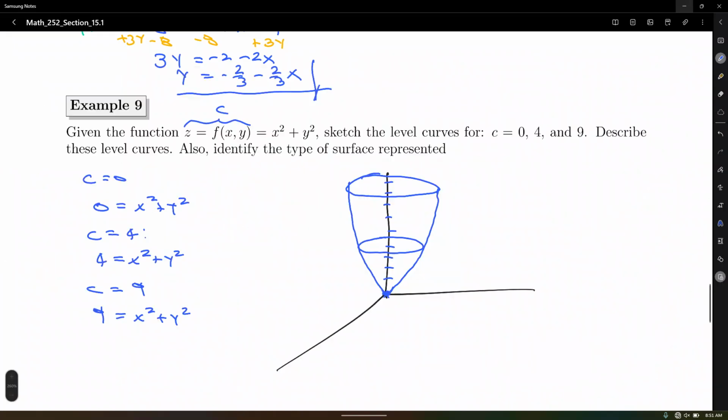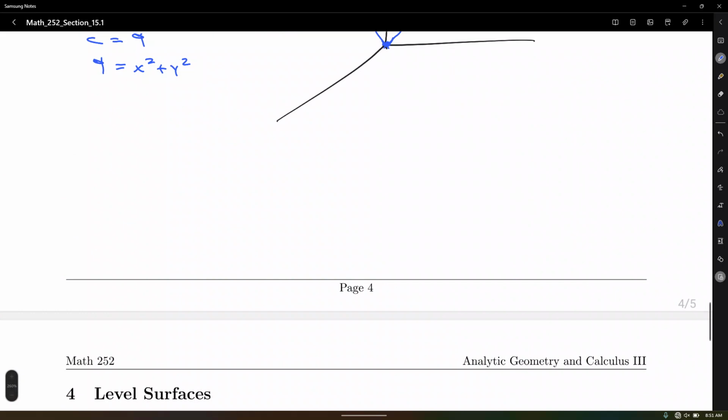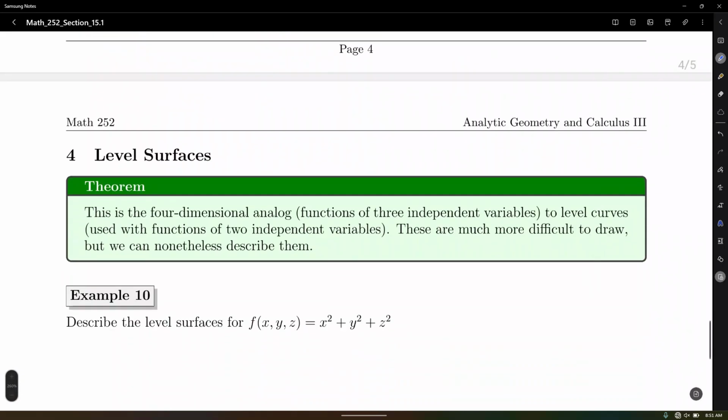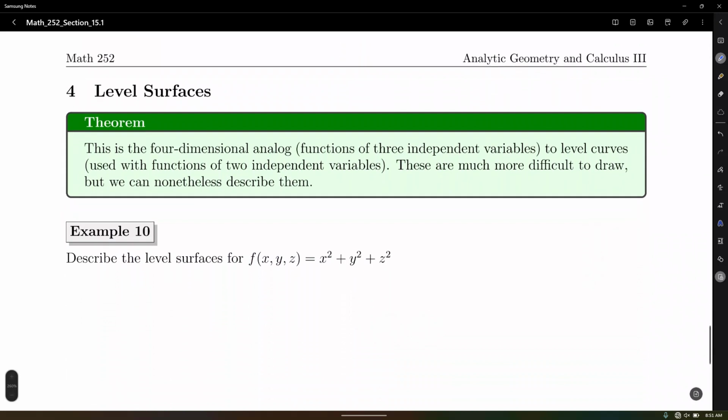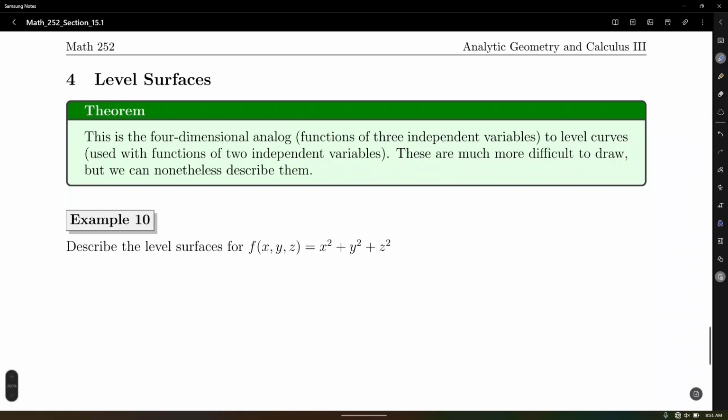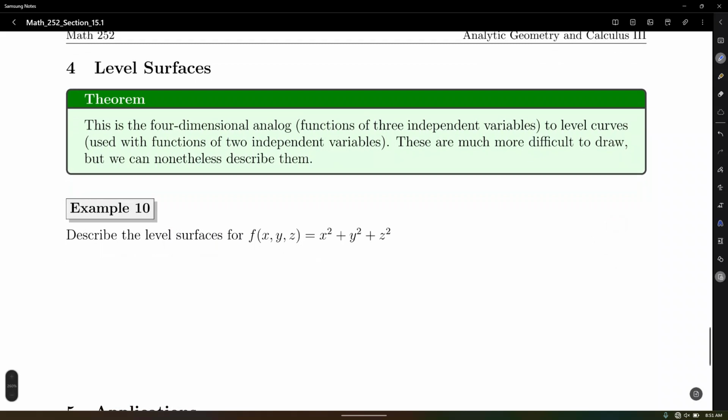Okay, let's go back to the notes. Level surfaces. Level surfaces are the analogue of level curves, but in this case we would be describing 4-dimensional functions where we have 3 variables as the input and 1 variable as the output. How are we going to visualize such a 4-dimensional thing? Well, that 4th dimension will be a constant, and that will take us to 3 dimensions, to different shells, if you will, of a surface.